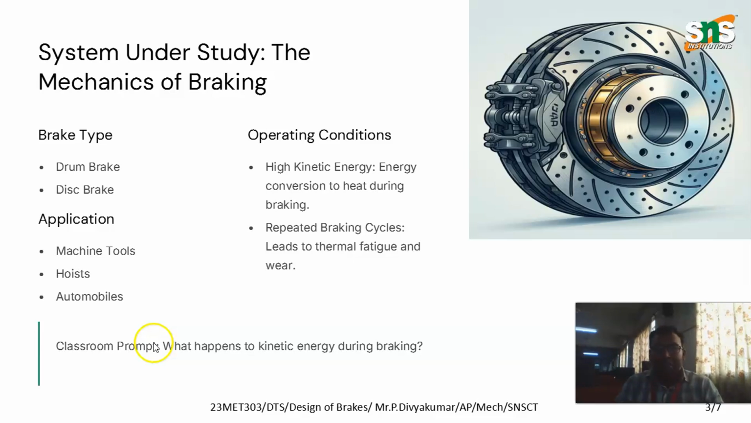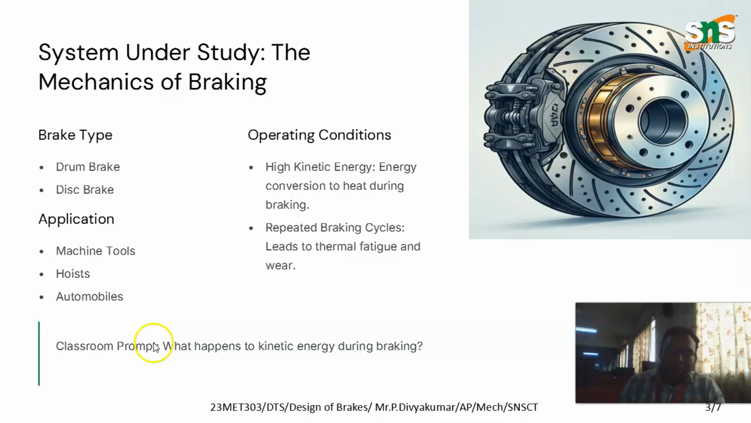Next important types are the drum brake and the disc brake, classified based on construction. In the drum brake, brake shoes press against the rotating drum; it is an internal expanding type. Whereas in the disc brake, brake pads squeeze the rotating disc. Better cooling and braking efficiency can be achieved in the disc brake.